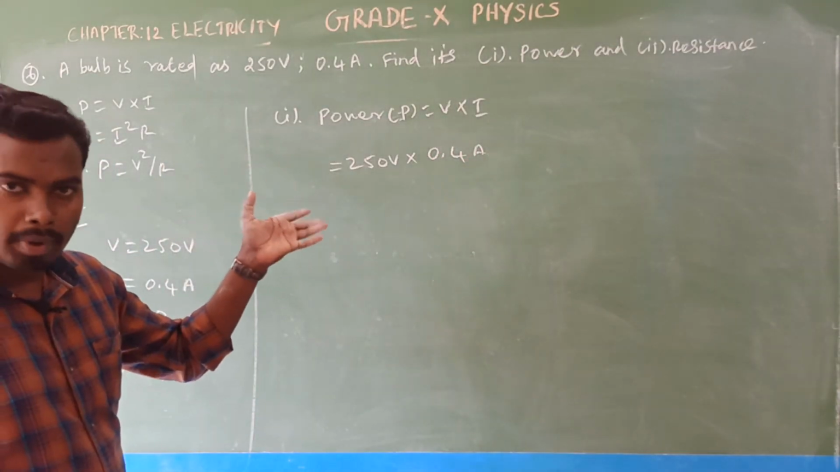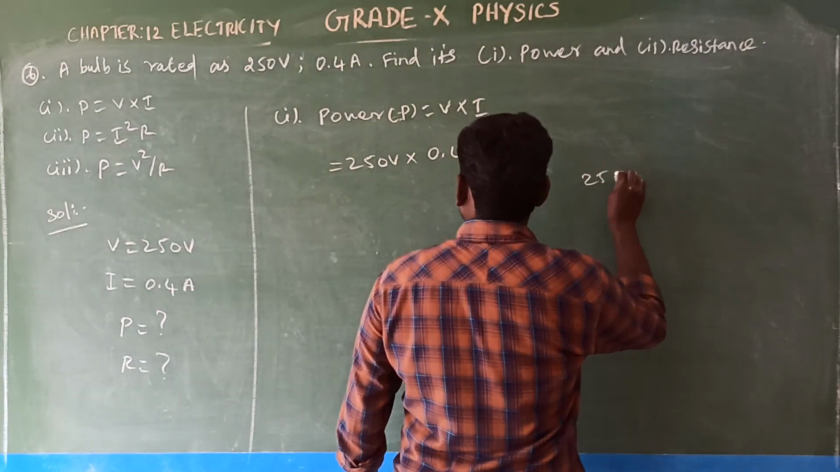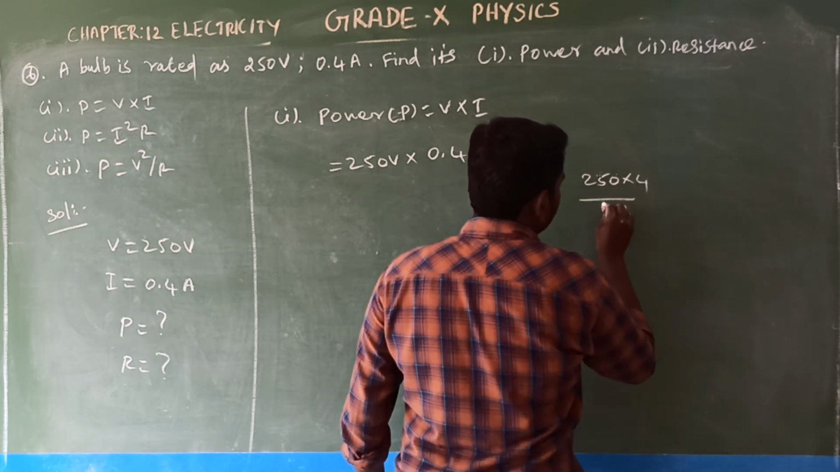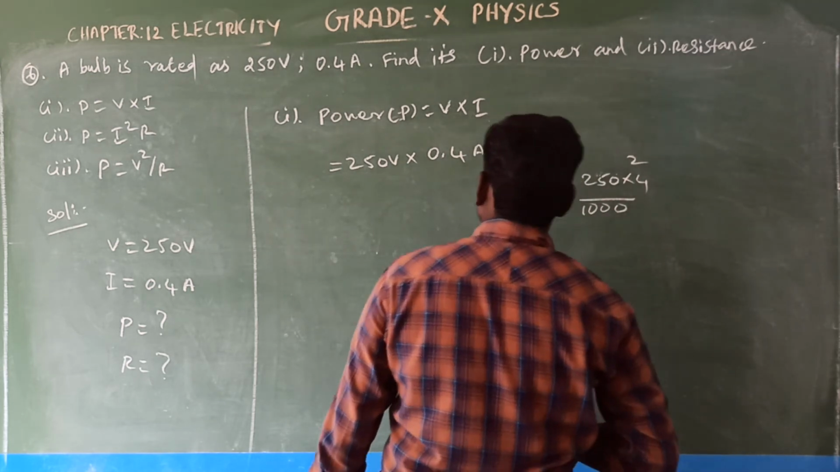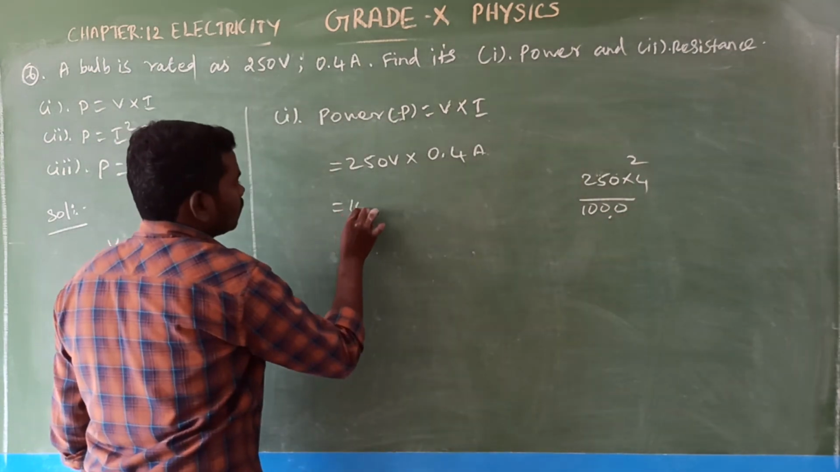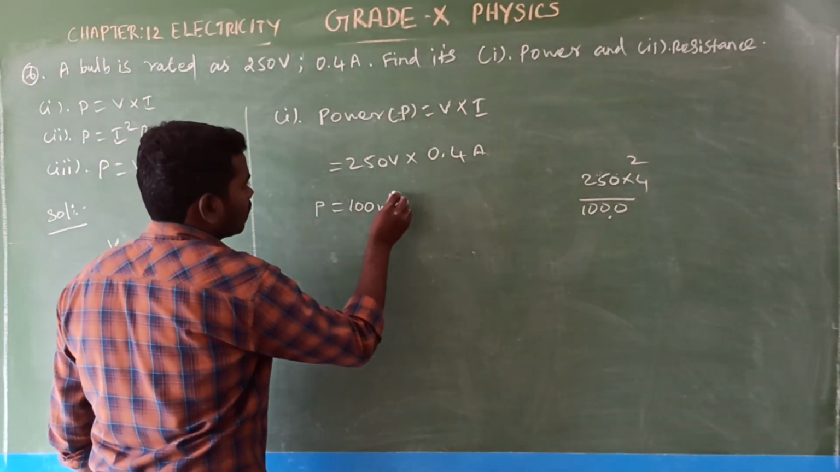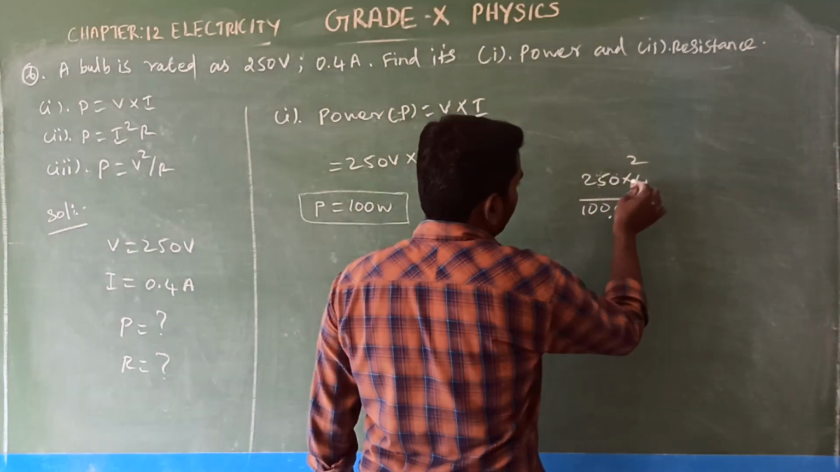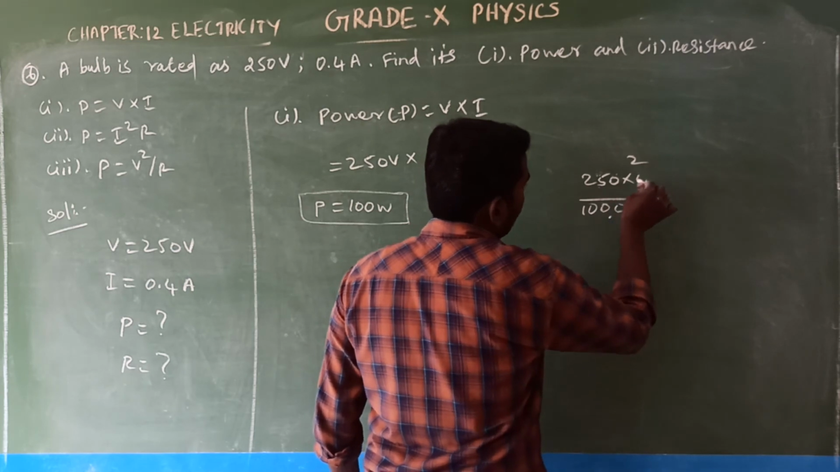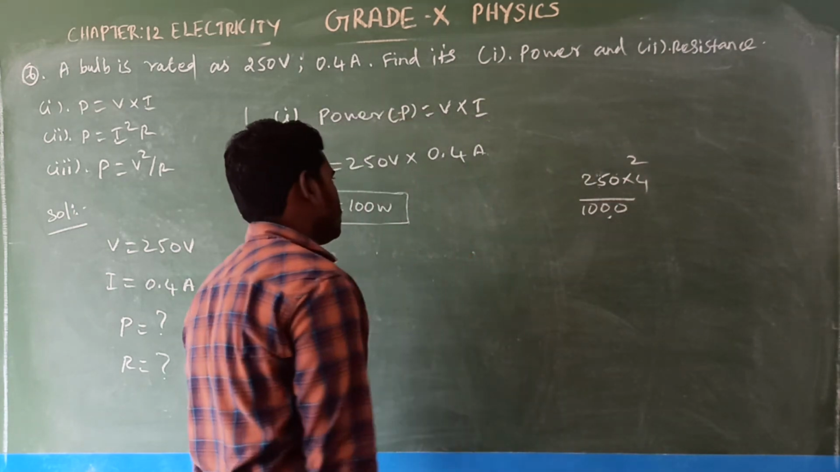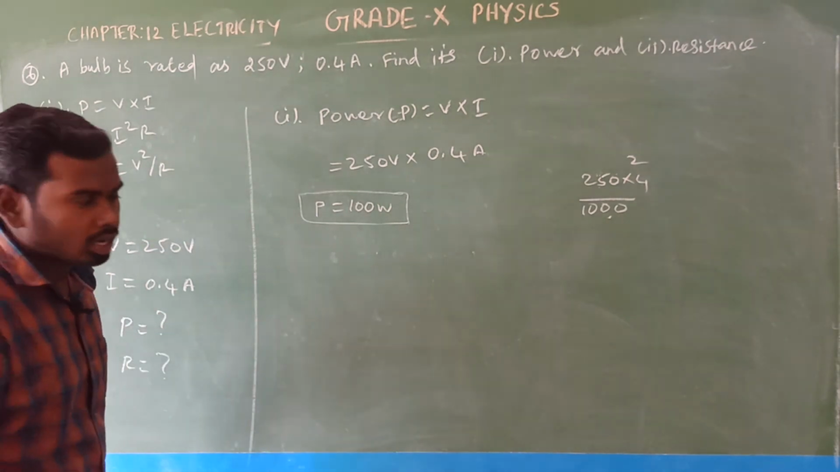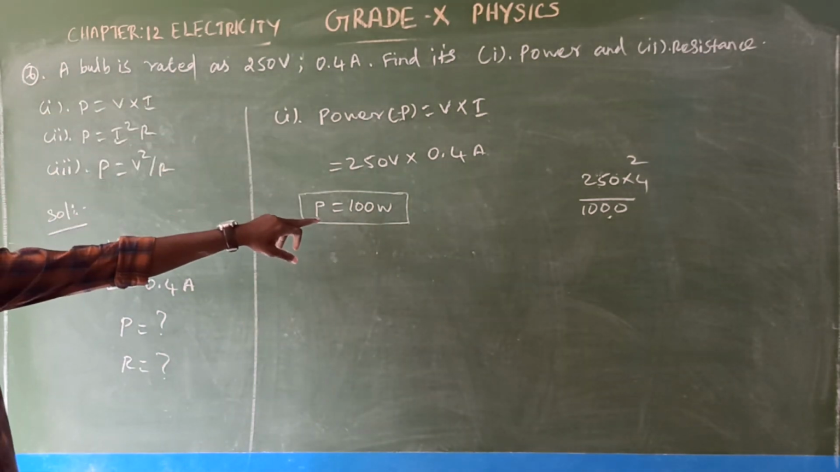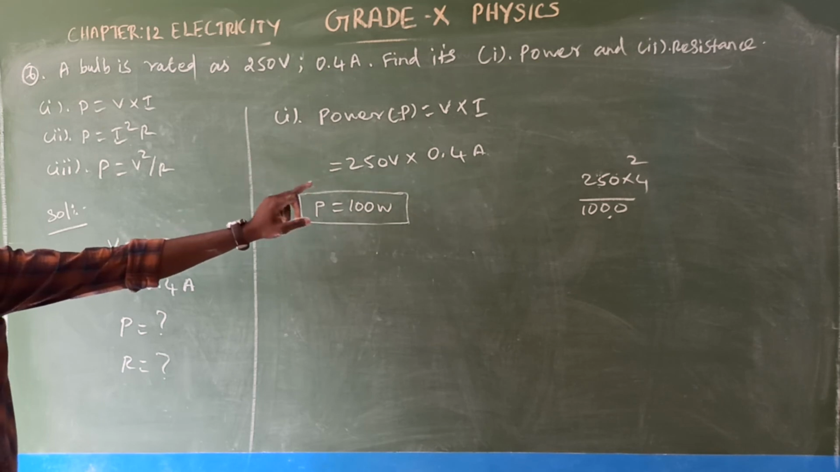You just multiply both. That's all. So 250 into 4 is equal to 1000. So this is equal to 1000 watt. So power is equal to 1000 watt. That's all. So 250 into 4: 4 into 5 is 20, 0, carry 2, and 4 into 2 is 8, 8 plus 2 is 10, then after one digit put the dot, so we can get 100 watt. So the power of the bulb is how much? 100 watt. The power of the bulb is 100 watt, isn't it?